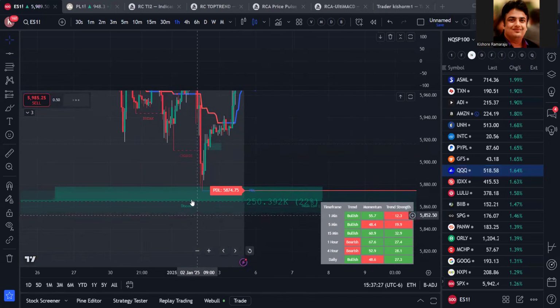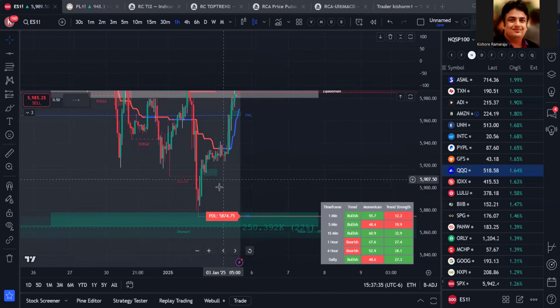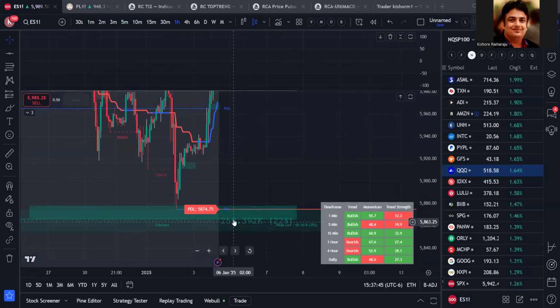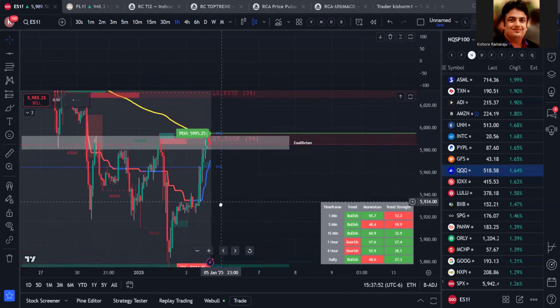It came all the way to the discount area. There is a 250,000 buy order block, and it started moving up, right? You can buy the future contract or you can even do the options on futures. It went all the way to a resistance. There is a 27,000 sell order block. That means here you got 250,000. So if ES is moving, your SPY, SPX, QQQ, everything will move.